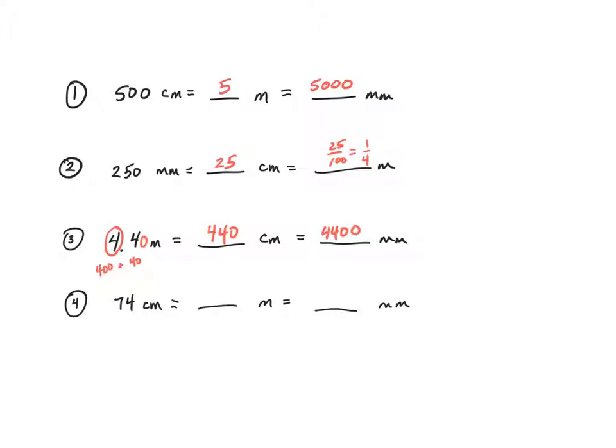Question 4 says 74 centimeters is how many meters and how many millimeters. 74 centimeters is not even a full meter because it takes 100 centimeters to equal a full meter. So I'm going to write this as a fraction. I know it takes 100 centimeters to make a meter, and I have 74 of them, so that's 74/100ths. I could simplify that if I want. I could also write that as a decimal, 0.74 meters. I'm trying to figure out how many millimeters that is. Well, inside every centimeter is 10 millimeters, so I just need to multiply 74 times 10, which is 740.